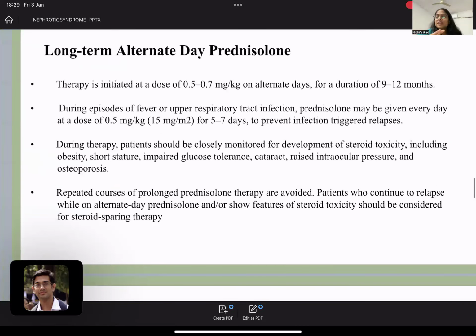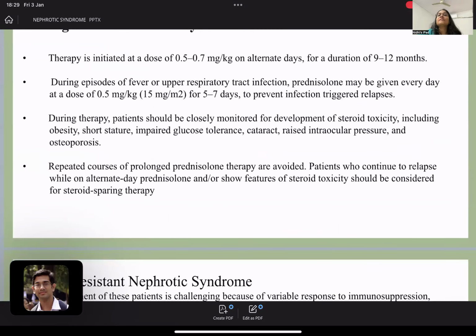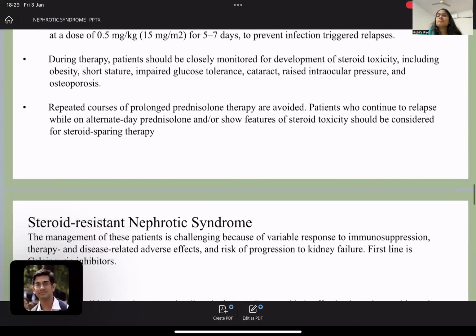During episodes of fever and respiratory tract infection, prednisolone can be given every day, because this is a stress condition, so we have to prevent relapse. So instead of alternate day, we can change it to an everyday regimen for 5 to 7 days. We have to monitor the patient continuously for steroid toxicities, including obesity and short stature.